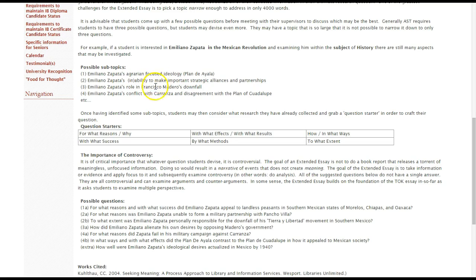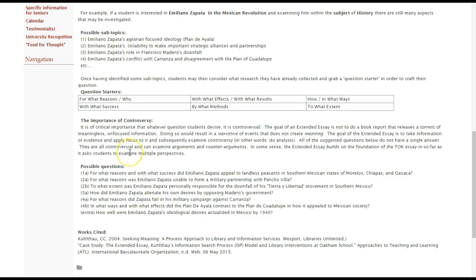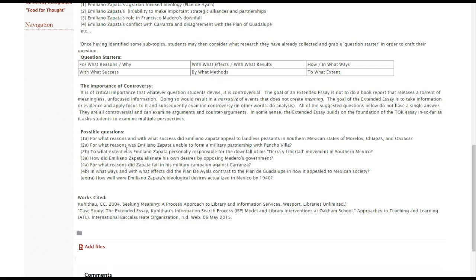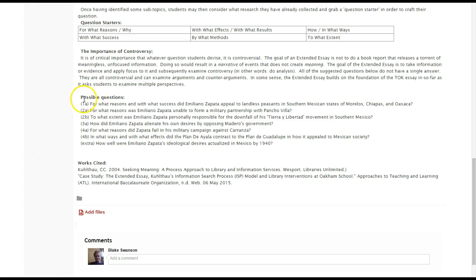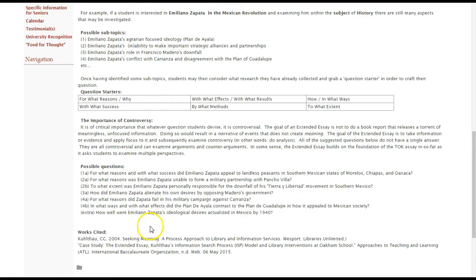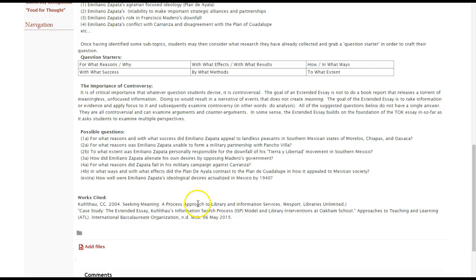And of course, in different subjects, analysis is going to look different. That's kind of the importance of step number two, which is thinking about your subject and the demands of your subject. So these are some possible questions that I came up with. These are all questions that use these question starters. These are all questions that focus on the subtopic. These are all questions that are about Emiliano Zapata and the Mexican Revolution. And these are all questions that are controversial, meaning that they're not going to lead to a gigantic book report, which is, again, not the purpose of the extended essay.